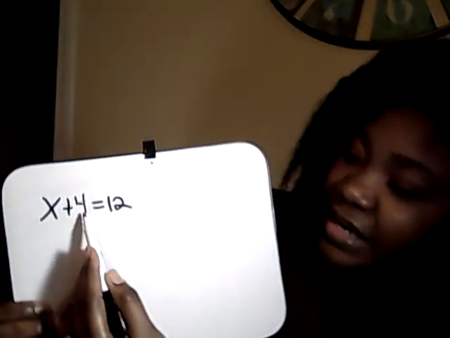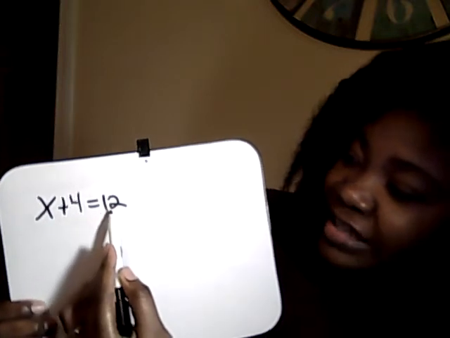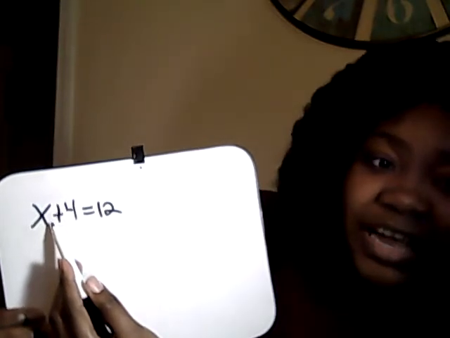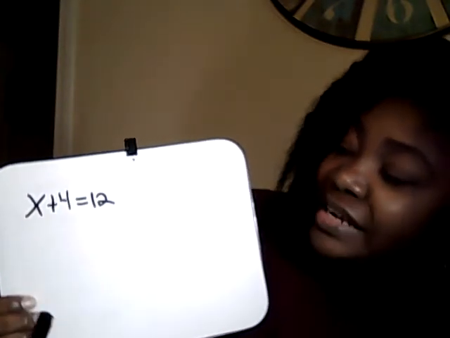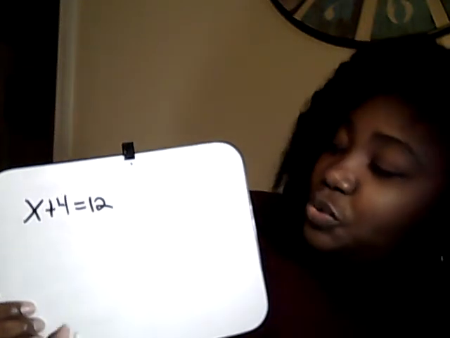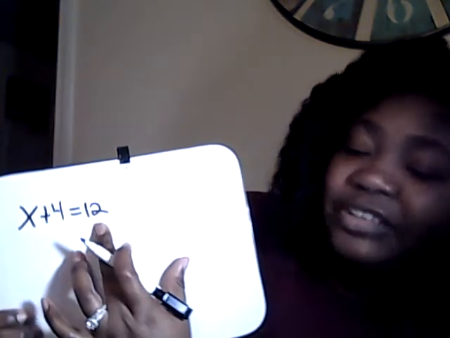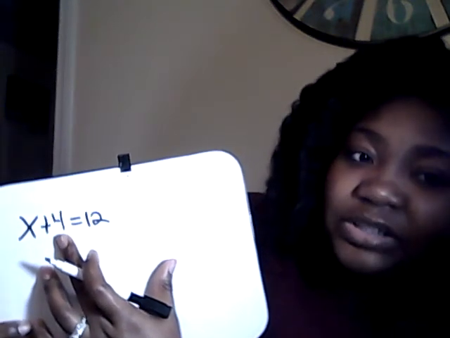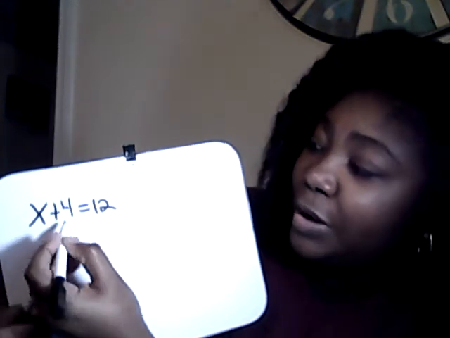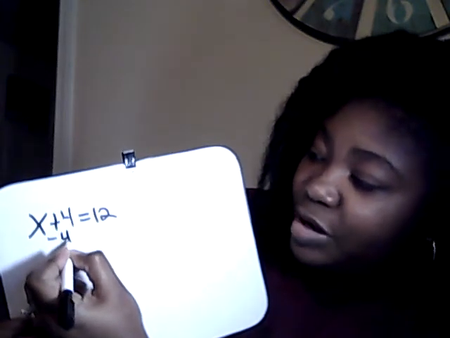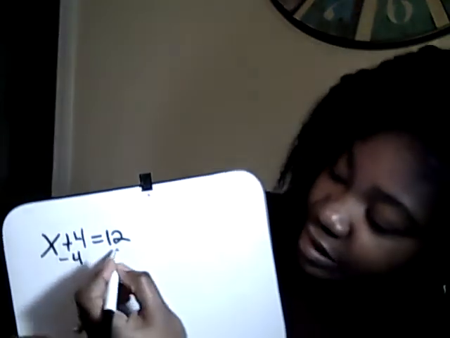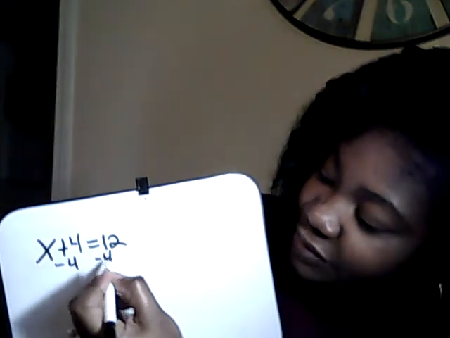I can't take the 12 over because that will leave nothing on this side. But I can take the 4 over because it still has an x over here. But it's adding. So in order for me to get this 4 over to the other side, I have to do the inverse or the opposite. So it's positive 4 now, and in order for me to take it to the other side, I have to make it a negative 4. Now what I mean by that, I subtract it here. But if I do it to one side, I have to do it to the other side. So whatever you do to one side, you have to make sure to do to the other side. So I'm going to say minus 4 here and minus 4 here.